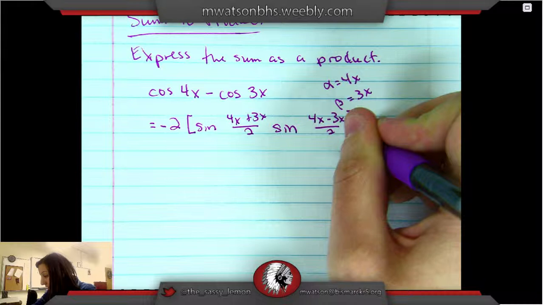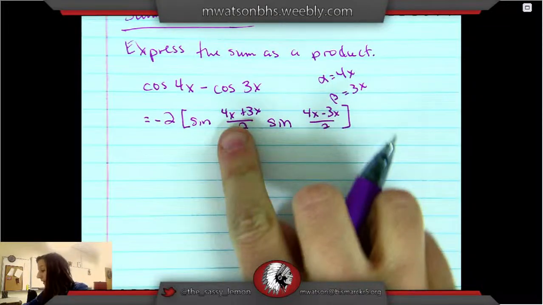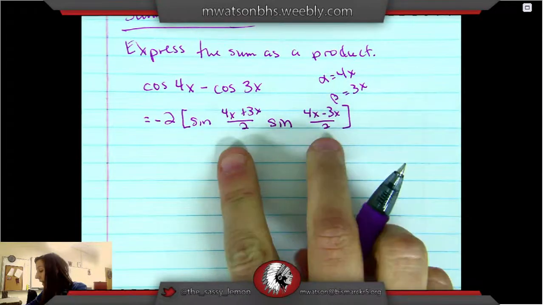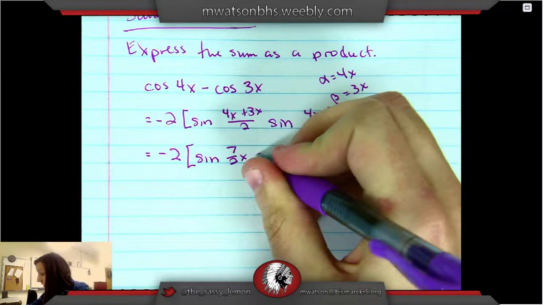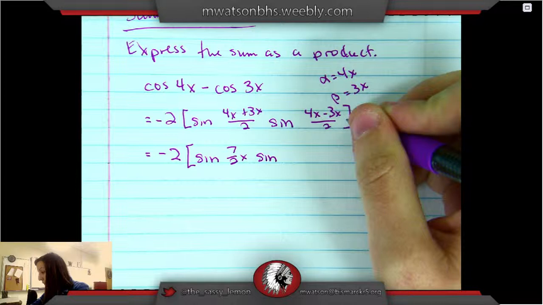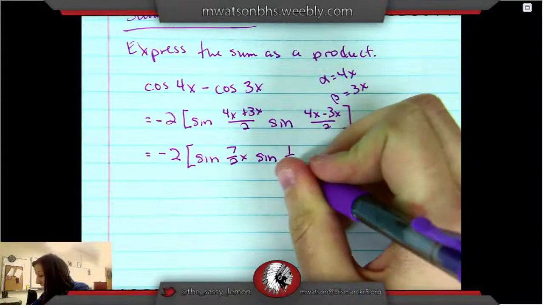So now we need to clean up a little bit because these angle measures are kind of yucky. So -2 outside, we have sine of 4x plus 3x. That's 7x divided by 2. So it's 7/2 x times sine of 4x minus 3x. That's x over 2 or 1/2 x. You can write it either way. And we're done. That's it.